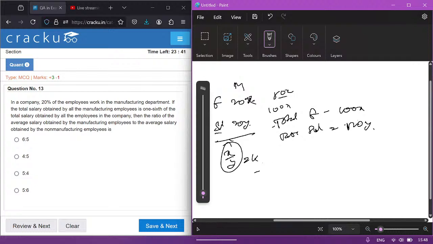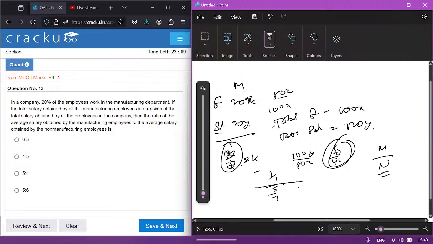So what is the average salary? 100y by 80x, so this should be y by x, no? By 80x, or 5y by 4x. So this is the ratio basically, no? Manufacturing to non-manufacturing we have to calculate. So this will be 1 by 5 by 4. So it will basically be 4 by 5. 4:5, right?